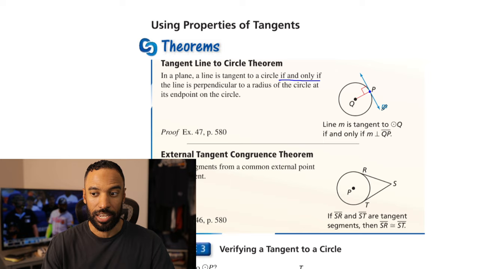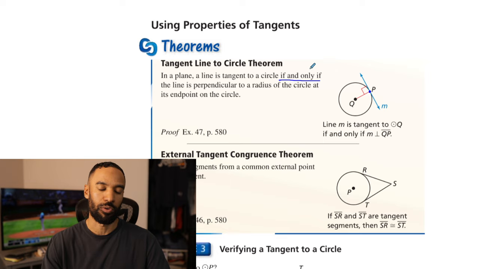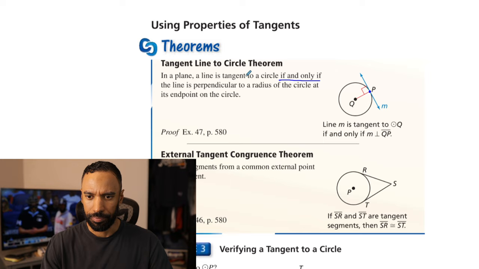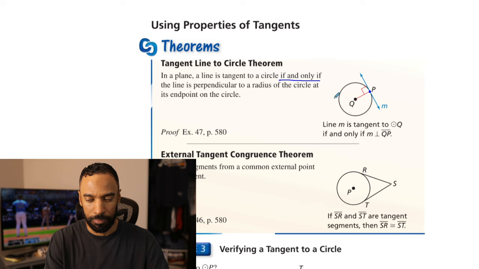They're also telling you wherever a radius intersects with the tangent line, it's intersecting with it perpendicularly. So that's the if and only if part about that. It works both ways. Which one's the original version? If the tangent line intersects with the radius, then it's perpendicular to it. That's the original. The converse is if it's perpendicular to it, then it's a tangent line.